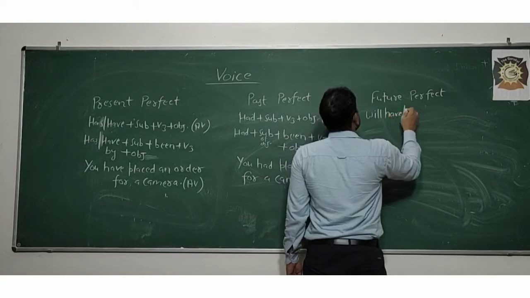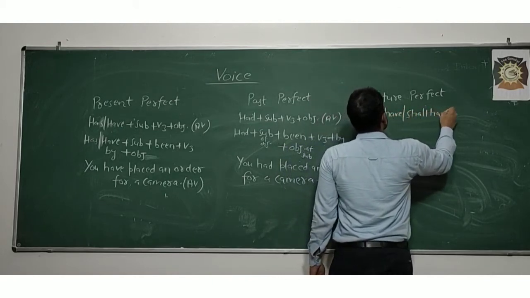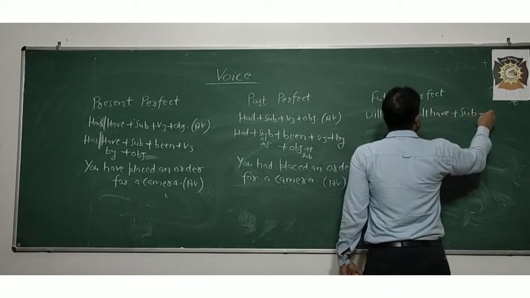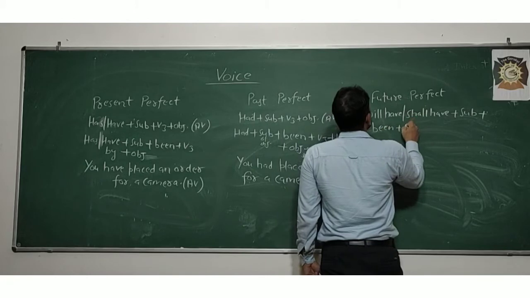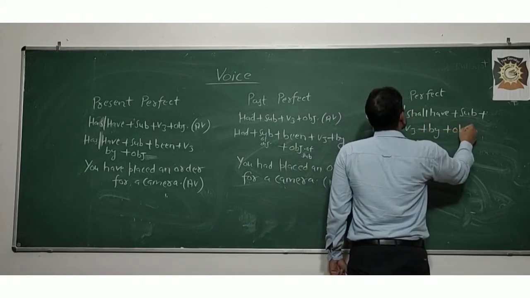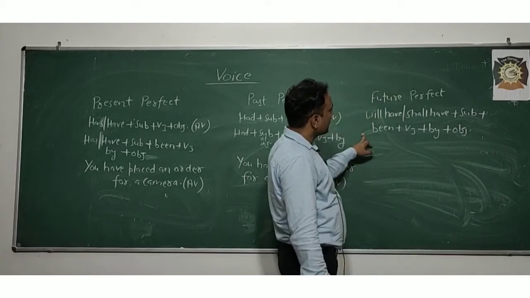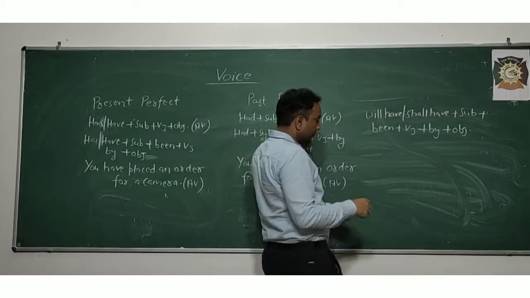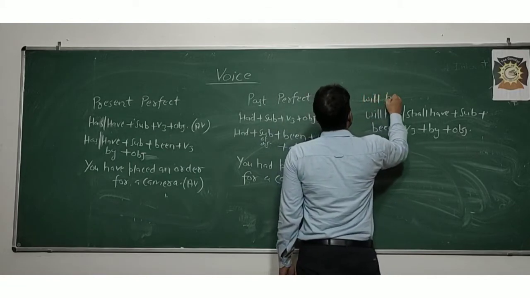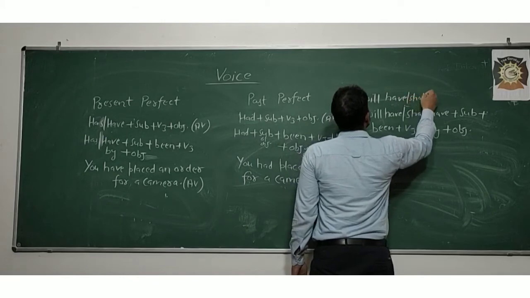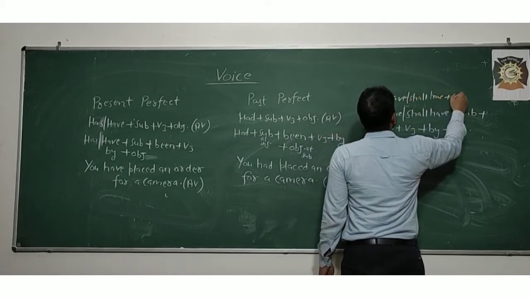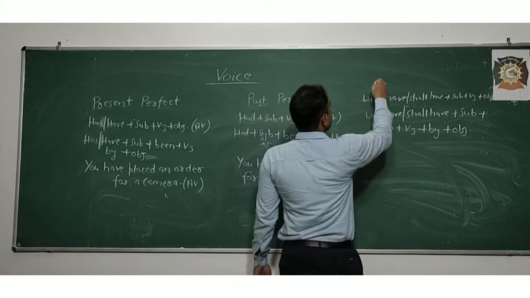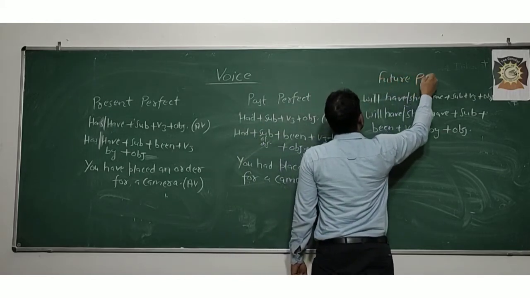Next is will have, shall have plus subject plus been plus V3 plus by plus object. This is the formula for passive voice. I will write the simple one: will have, shall have plus subject plus V3 plus object. This is for future perfect.